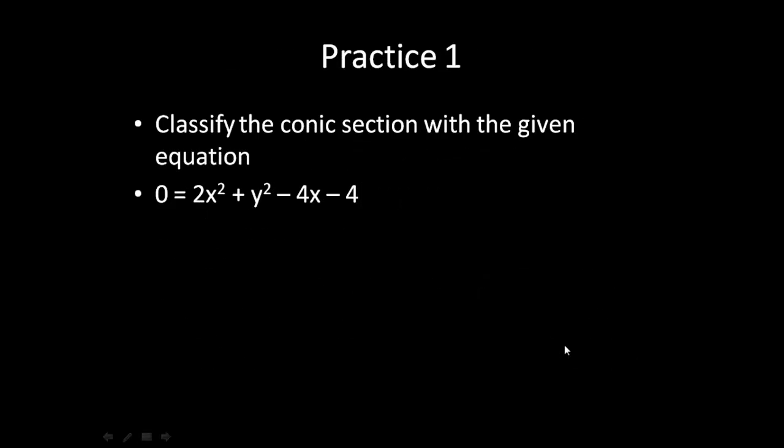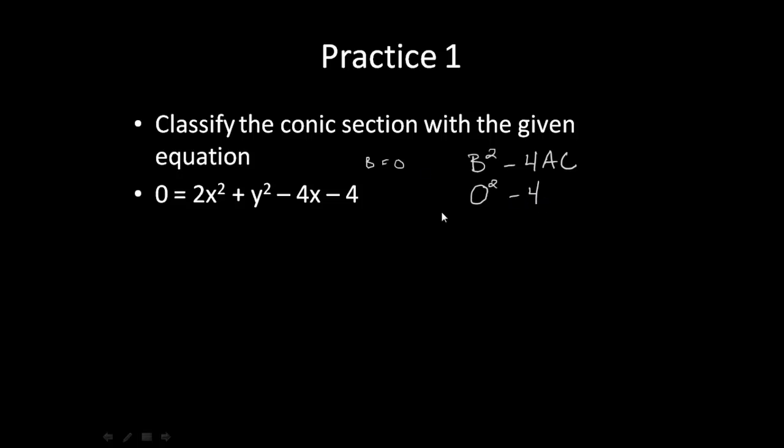So here's our first example. It says classify the conic section with the given equation. We have 0 equals 2x squared plus y squared minus 4x minus 4. Now the first thing you have to realize is it does have to be equal to 0 in order to use the discriminant. The next thing we have to do is figure out what is b squared minus 4ac. Now remember, our b comes from the xy term. And as I look at my formula here, I don't have an xy term. So that must indicate that my b is equal to 0.